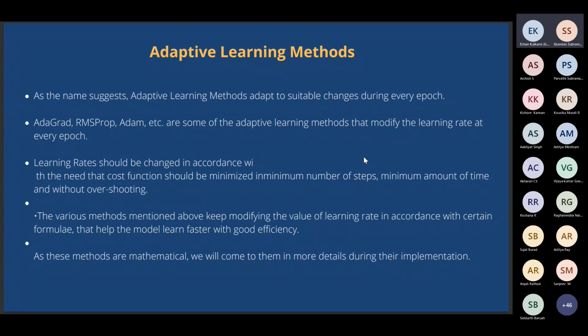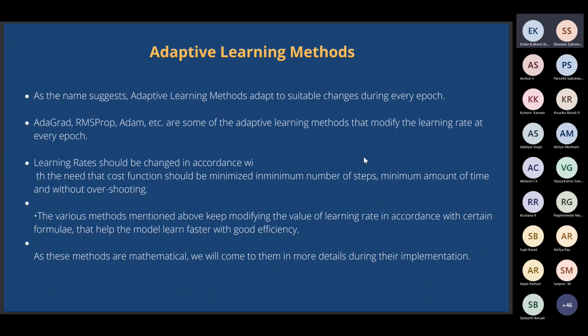Apart from the gradient descent methods, there are certain methods like the adaptive learning methods. If you remember, I had said that the learning rate should be changed accordingly as we reach the solution. Because with big steps, we might overshoot and reach the other end of the curve. And with small steps, we'll reach the solution, but it will require a lot of time. So adaptive learning methods, as the name suggests, adapt to suitable changes during every iteration. Every iteration is called an epoch. It's just a terminology for the iterations.